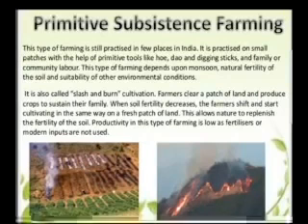Farmers clear a patch of land and produce crops to sustain their family. When soil fertility decreases, the farmers shift and start cultivating in the same way on a fresh patch of land. This allows nature to replenish the fertility of the soil. Productivity in this type of farming is low as fertilizers or modern inputs are not used.